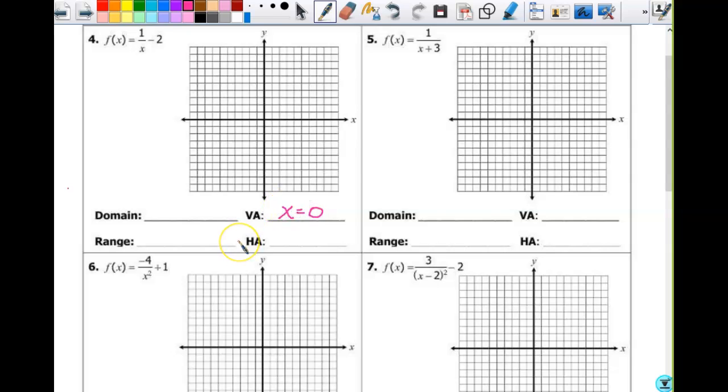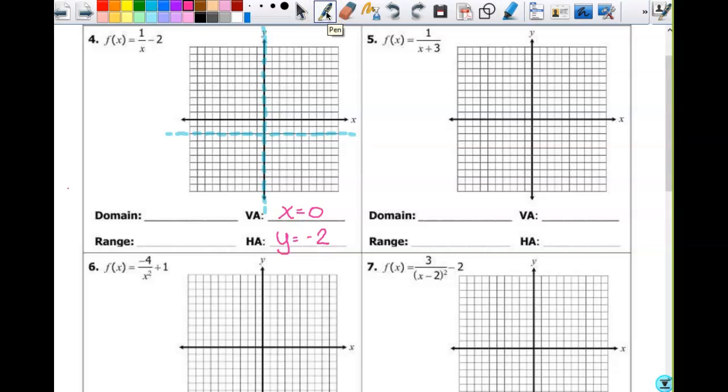The horizontal asymptote gets affected by a shift up or down. Well, this gets shifted down 2, so my horizontal asymptote is now at y equals negative 2. So I'm going to sketch those in. So I've got x equals 0 and y equals negative 2. Okay. We'll worry about domain and range after we graph it, even though we could do it beforehand. It's a little easier just to graph it and figure it out.